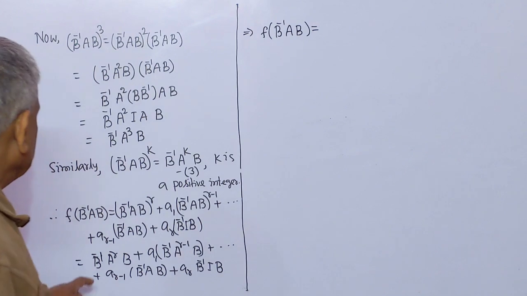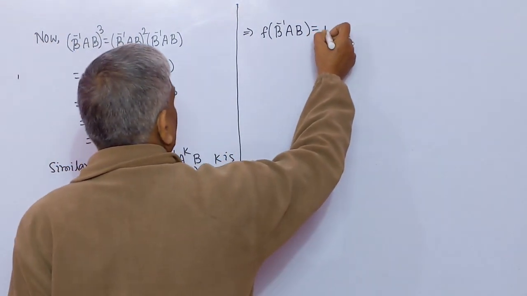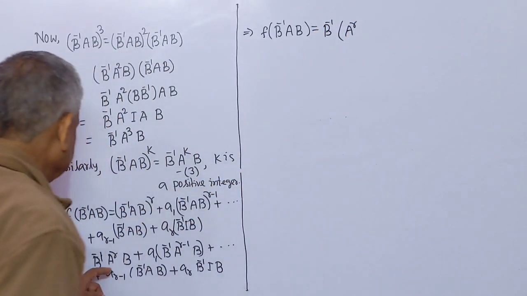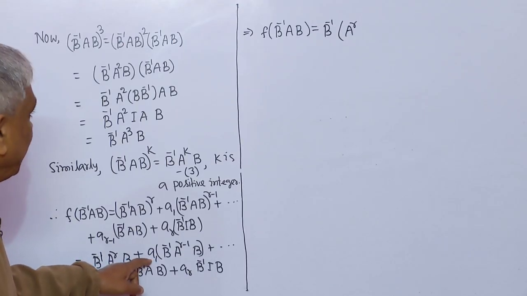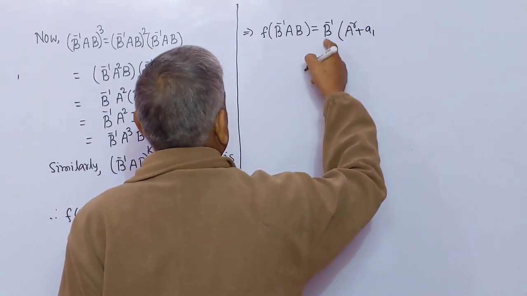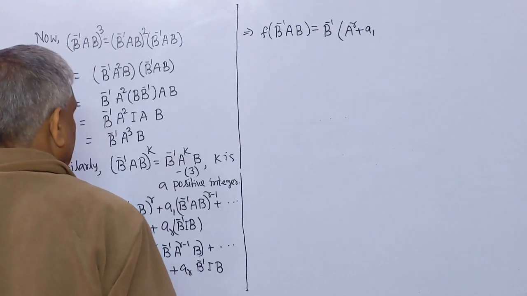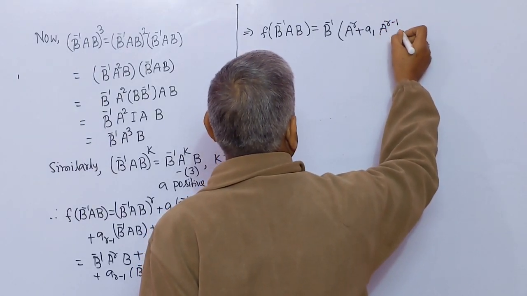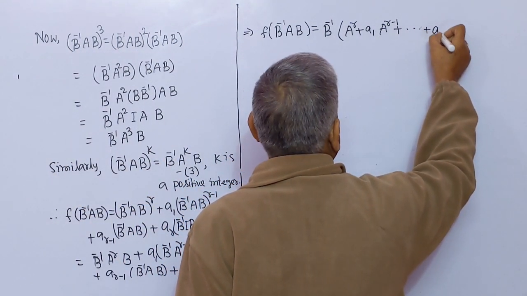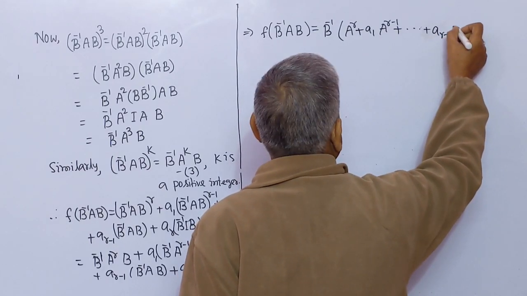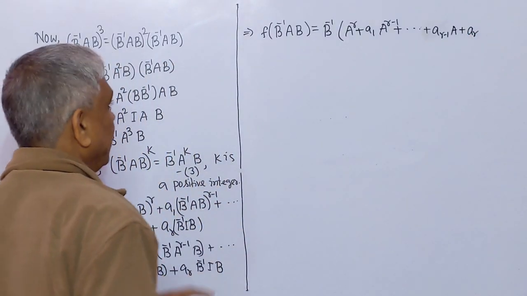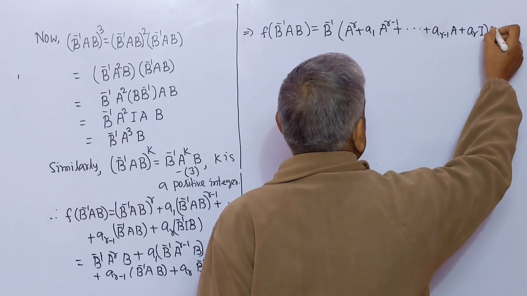implies that f(B inverse AB) equal to, we write B inverse, under bracket we write A to the power r plus a1 A to the power r minus 1 plus ... plus a(r minus 1) A plus ar I, we have taken B inverse outside, and we write here B.